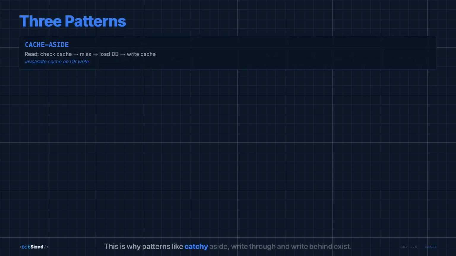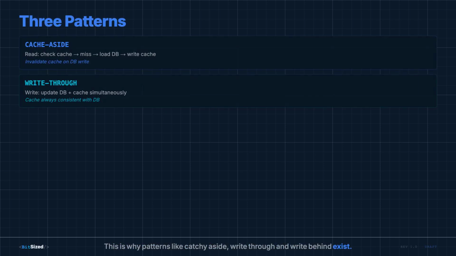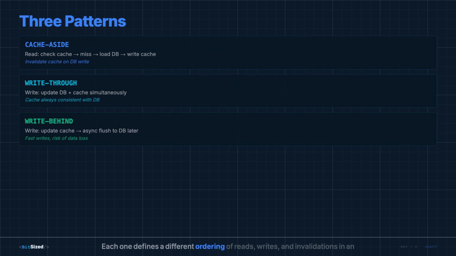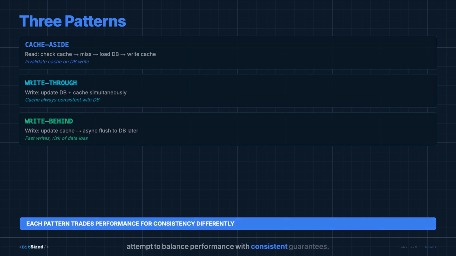This is why patterns like cache aside, write through, and write behind exist. Each one defines a different ordering of reads, writes, and invalidations in an attempt to balance performance with consistency guarantees.